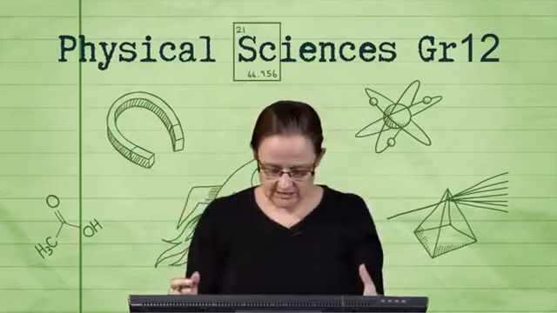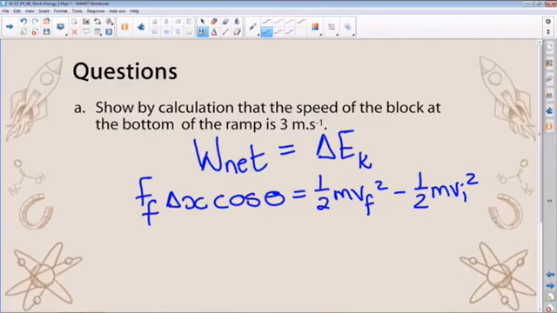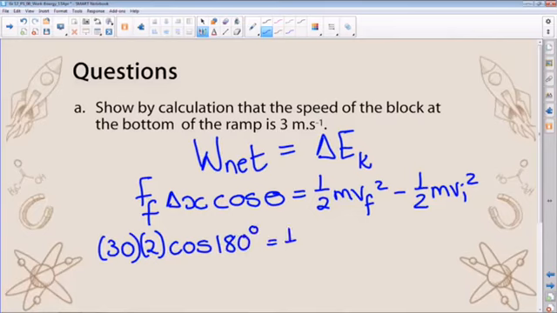So my friction they said was 30. So this is 30. Delta x, it went for 2 meters, and remember it's friction, so this is cos 180. All fine so far. Now we have a half. I'm going to try and fit this all in without going off the side. So that's 3. My final velocity is what I'm looking for, and my initial is what I have.